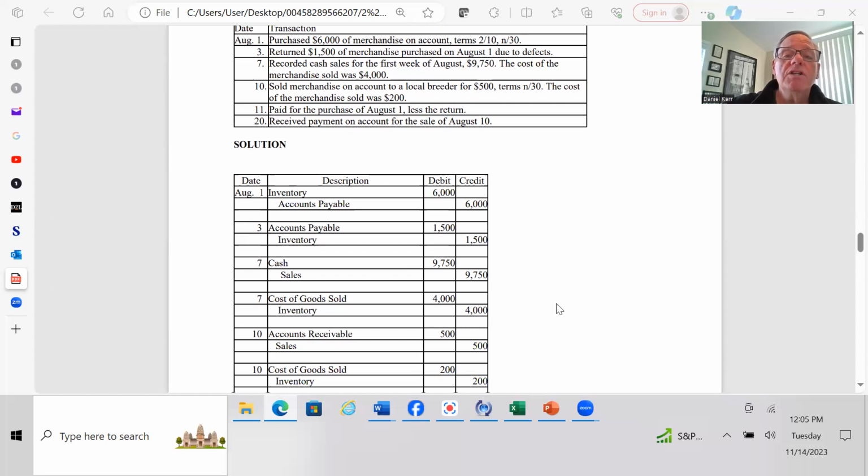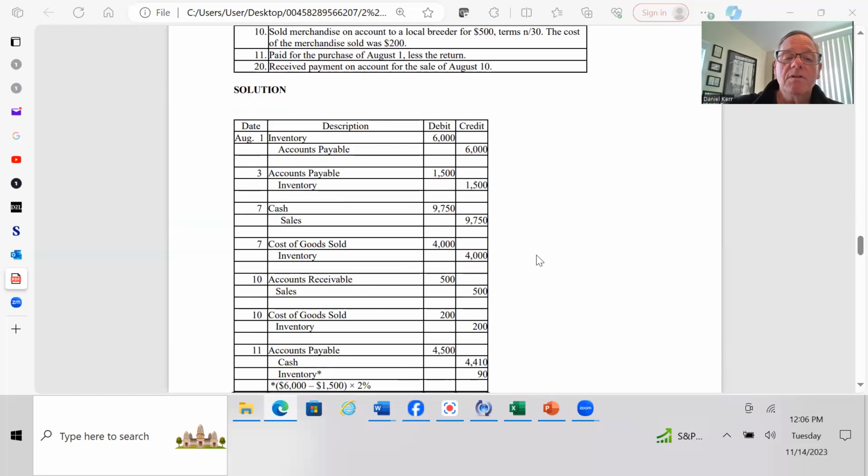On the 10th, sold merchandise on account to a local breeder, $5,500, terms net 30. There's no discount on this one. Some of you screwed up here. You assumed because there was a discount on one of these transactions, there was a discount on another. This one, we didn't give them a discount. So it's just the debit to accounts receivable and a credit to sales. And when they pay us later on, we're not going to recognize a discount. And the merchandise cost us $200, so we debit cost of goods sold and we credit inventory.